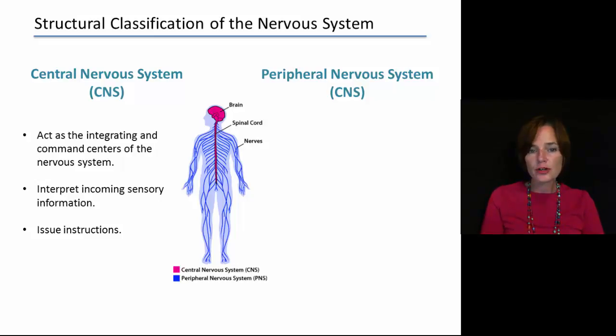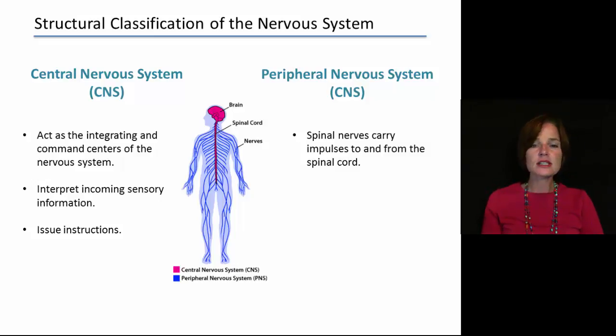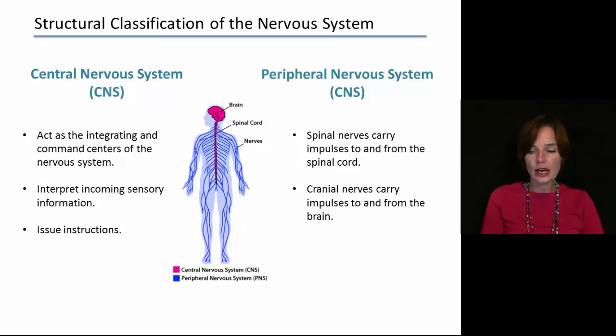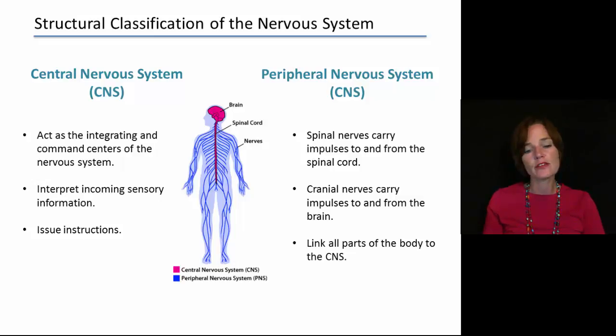If we're talking about the peripheral nervous system, again, in the image, that is going to be the blue component. This is the spinal nerves, and they will carry impulses to and from the spinal cord. We're going to have cranial nerves. They will carry impulses to and from the brain, and then they are responsible really for linking everything together. So they're going to link all parts of the body to the central nervous system. So notice that the peripheral nervous system is really extending throughout all of the limbs in this diagram. And again, it's connecting everything to that integration center, which is the central nervous system.